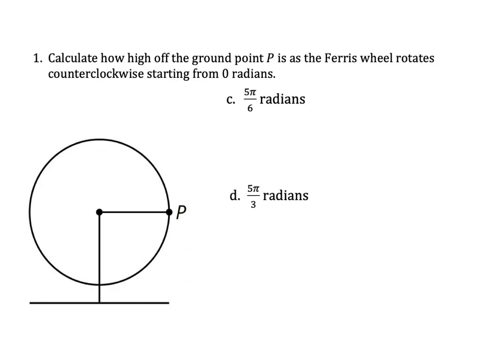You are welcome to have a little pause here and try these on your own. So go ahead and draw the picture. Where would P be? So P, if we rotated 5 pi over 6 radians, we're going to go around. This is 1/6, 2/6, 3/6, 4/6, 5/6. So this is roughly 5 pi over 6 radians that I just rotated.